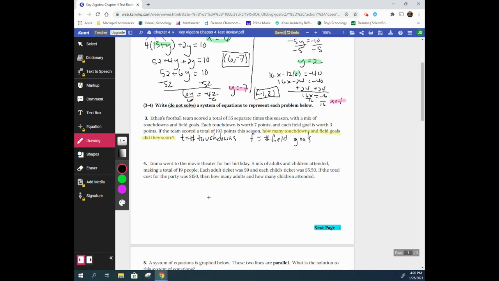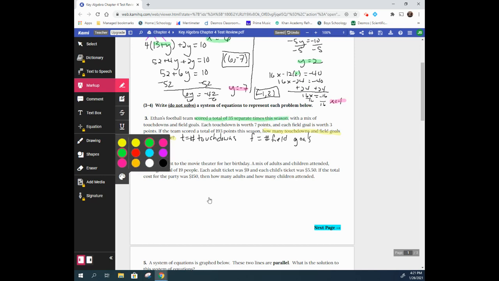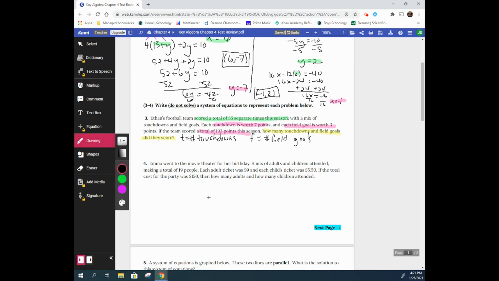So I'm noticing up here that I'm given some information about the number of points scored, and then I'm given some information about how many times they scored. So they scored a total of 35 separate times this season. And then they also tell me with a mix of touchdowns and field goals, each touchdown is worth 7 points. So now I'm given information about points. Each field goal is worth 3 points, and they made a total of 193 points. So I'm going to use that information now to write my equations.